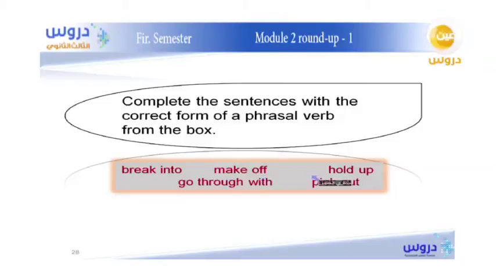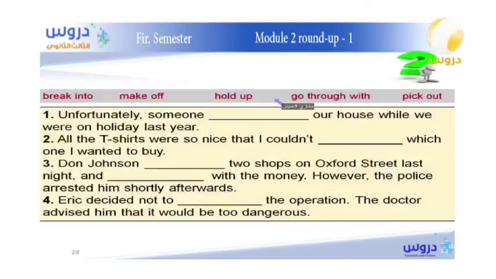Okay, complete the sentence with the correct form of phrasal verbs from the box. Break into, make off, hold up, go through with, and pick out. Okay, unfortunately, our house. Oh, so we're talking about our house. Oh, this is going to be hard. I think it's break in. Oh, yes, it's break in. Beautiful, guys. Next one.